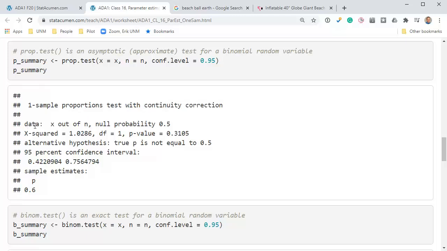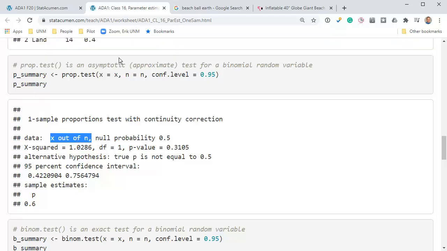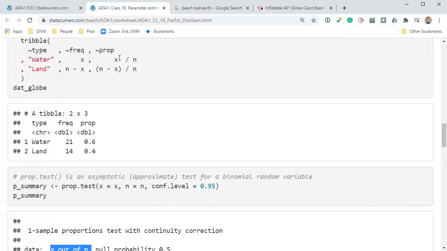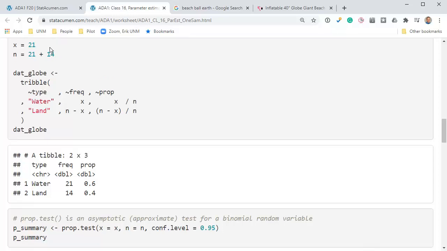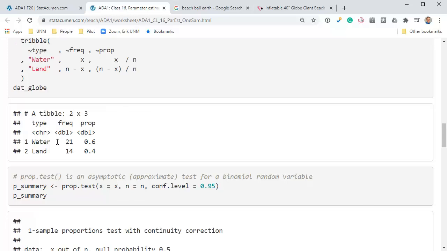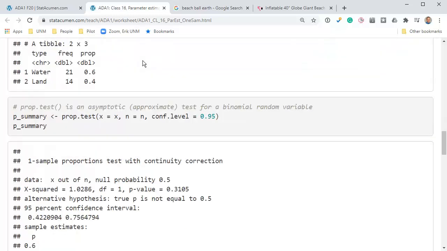It says, what are the data? Well, we're looking at x out of n. That's the number of successes out of the number of trials. Okay. And that estimate was 0.6. That's what we calculated before up here, x over n.